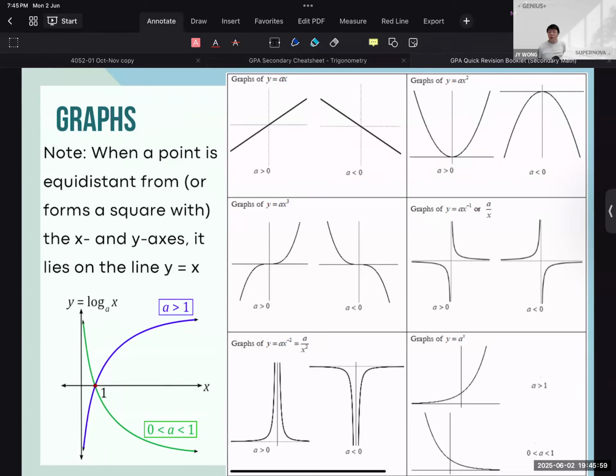So you are expected to know the general shape of all the different graphs. The sixth one on the right side is in E-math. The one on the left side is your log graph, which is in A-math only. Obviously, you ought to know your straight line graphs. So you look at this, what do you think this graph is?